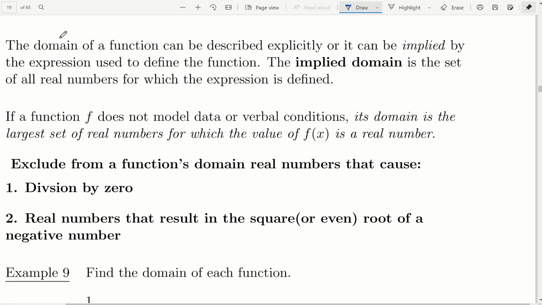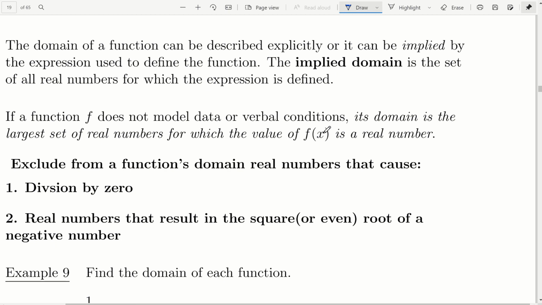The next topic we're going to talk about more in depth is the domain of a function. The domain of a function can be described explicitly, or it can be implied by the expression used to define the function. The implied domain is the set of all real numbers for which the expression is defined. So unless restrictions are explicitly stated, the domain as it's understood for a function is the collection of all values x for which we can actually get an output for the function. If a function does not model data or variable conditions, its domain is the largest set of real numbers for which the value of f of x is a real number.